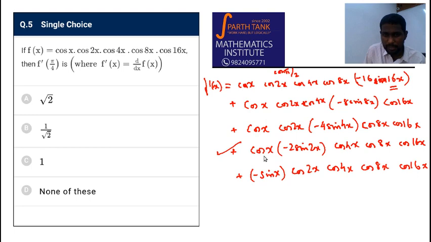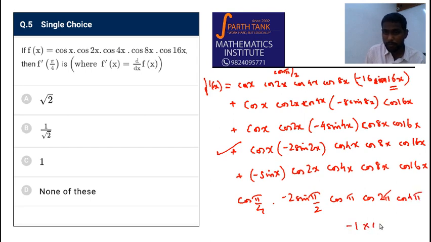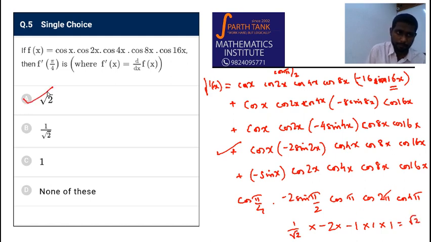You know why? Because here cos x for pi by 4 is cos pi by 4. And then here I have minus 2 sin pi by 2. And the rest are cos pi. Here I have cos 2 pi. And here I'll have cos 4 pi. Now all this is minus 1, 1, 1. This is like minus 2, sin pi by 2 is 1. And then cos pi by 4 is 1 by root 2. So eventually I get root 2, option A.